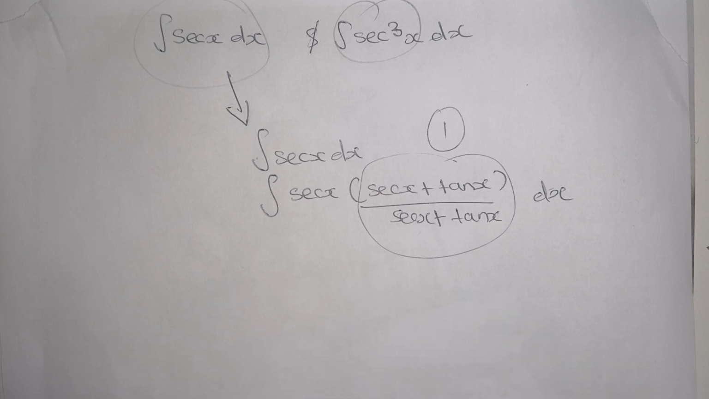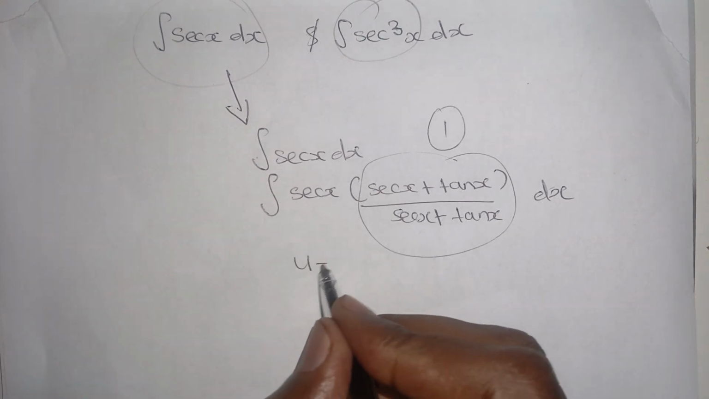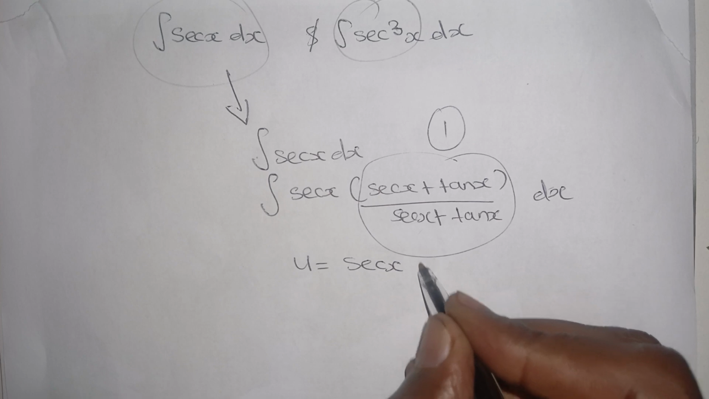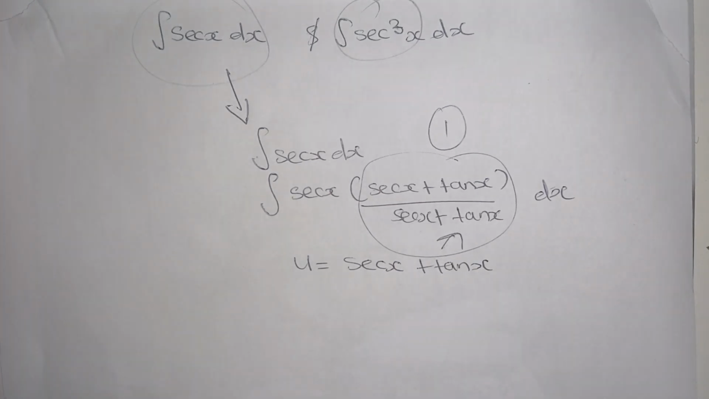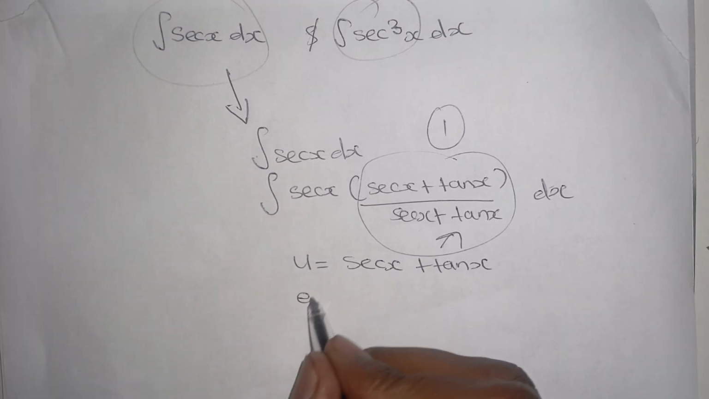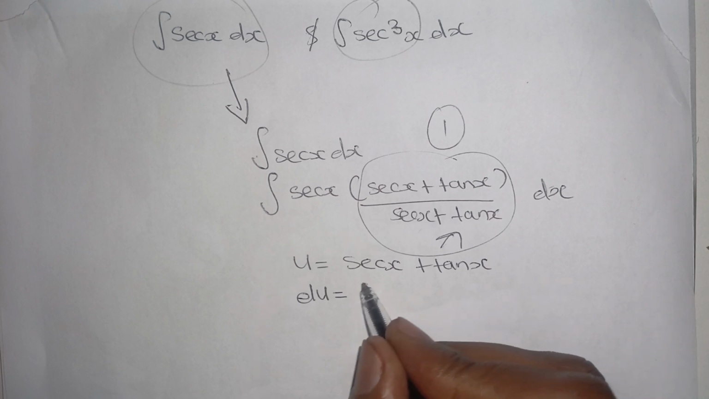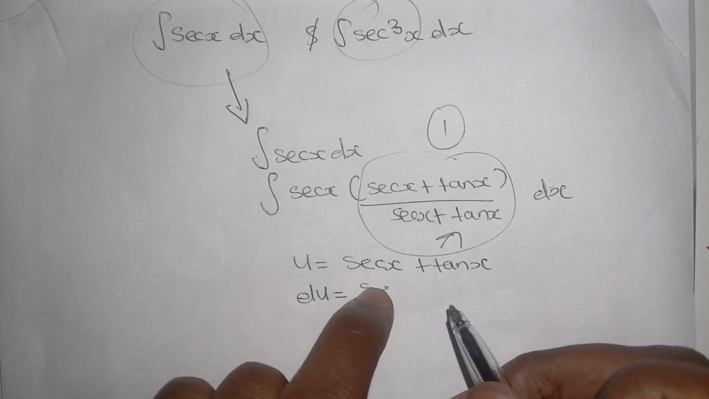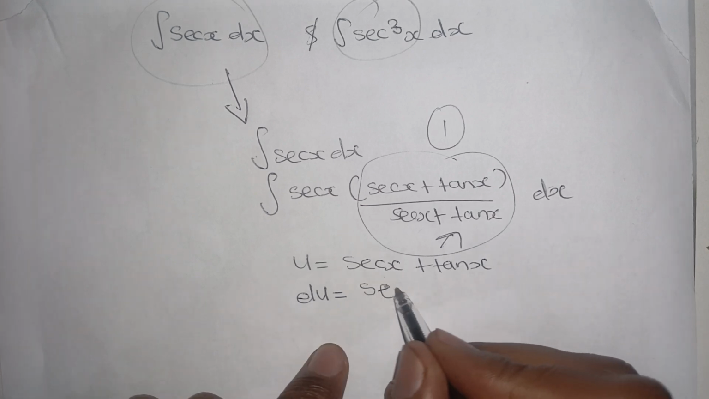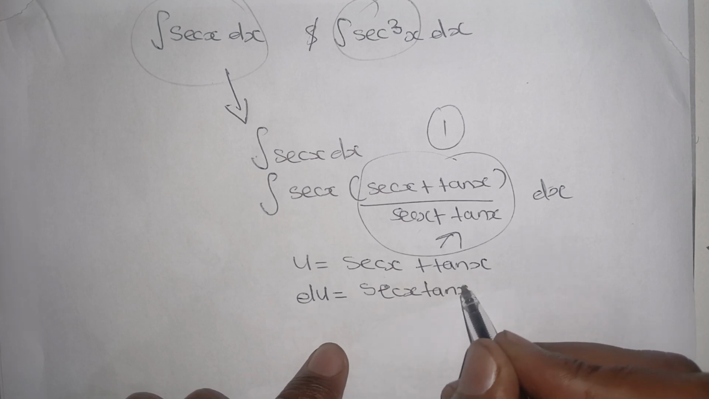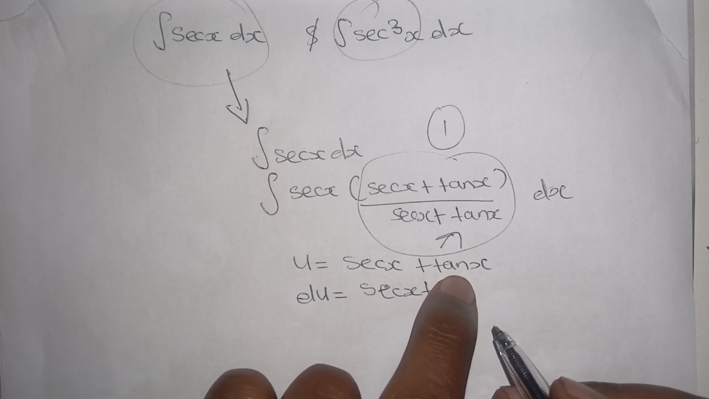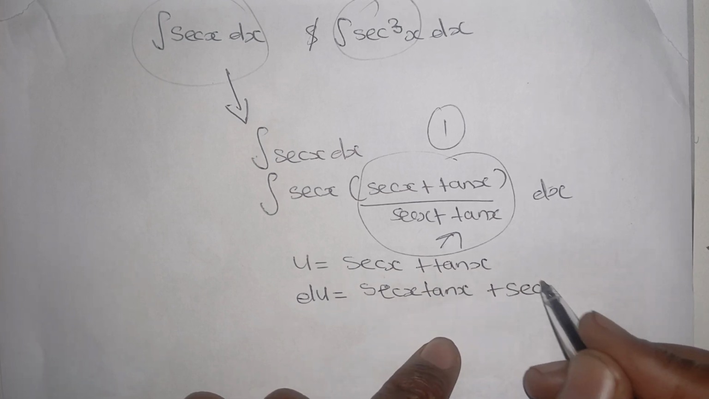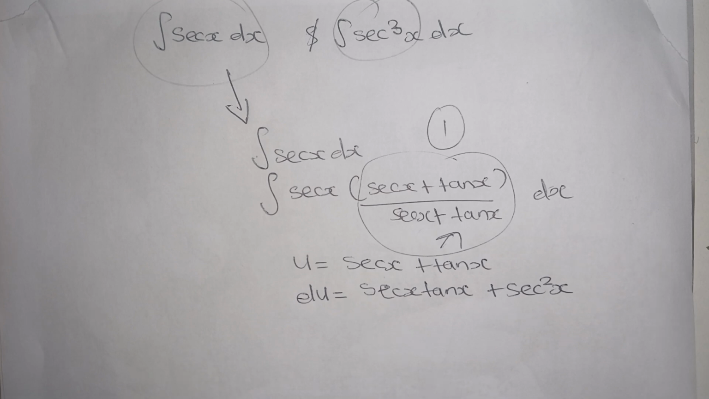Now, secondly, we have to use u substitution, right? We have to say u is equal to sec x plus tan x, right? So this is basically our u. And from there, we have to derive this. So du is equal to, okay, the derivative of sec x is sec x tan x. That is basically the derivative of sec x, right? So now the derivative of tan x is just sec square x.